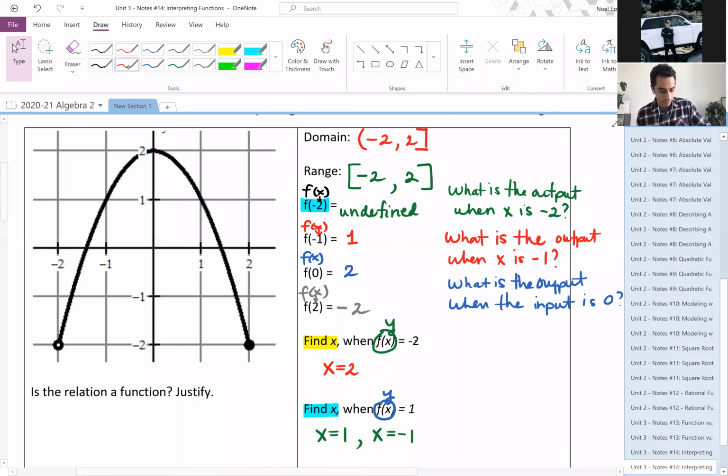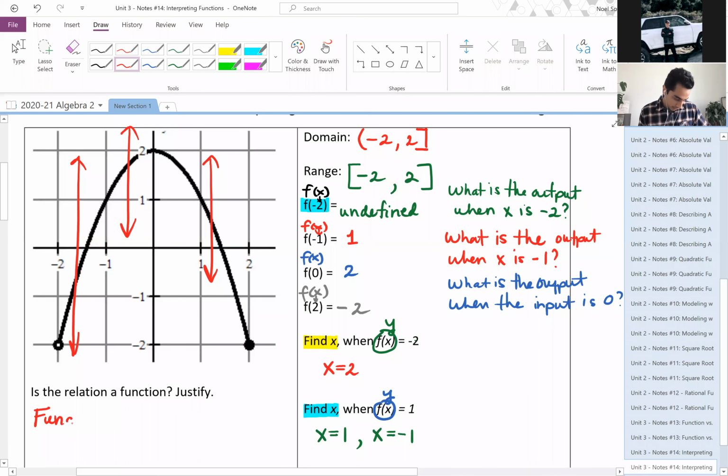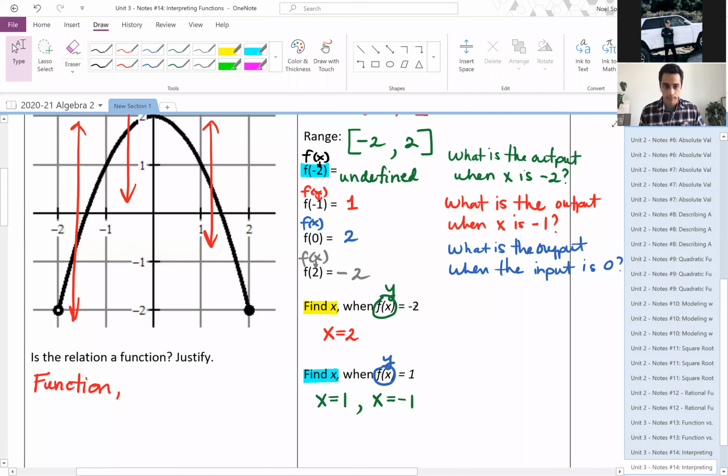So if I draw vertical lines anywhere, right? Doesn't matter where I draw them. I'm only going to hit the curve one time, right? So if that happens, I only hit the curve one time on a vertical line. What do we say? Is that a function or is that not a function? Yeah, it's a function, right? So we can say it's a function. And what's the reasoning? Yeah, we can say that it passes VLT, right? Vertical line test.